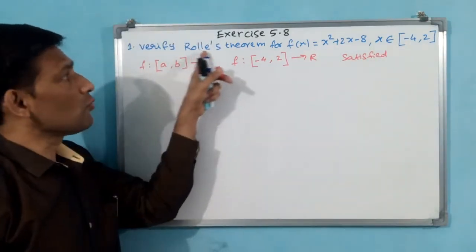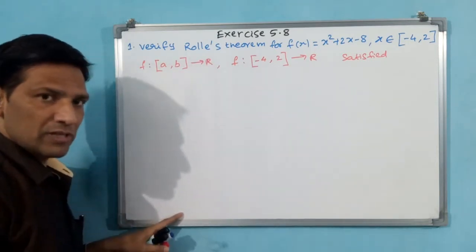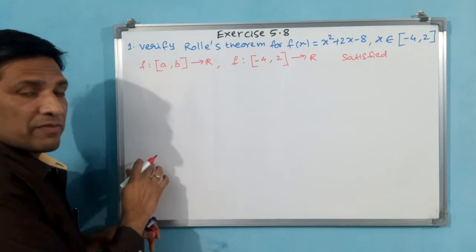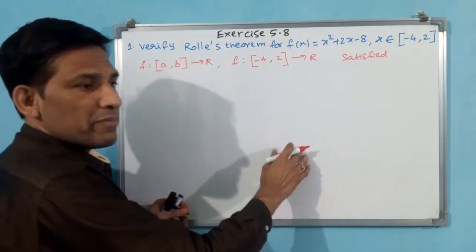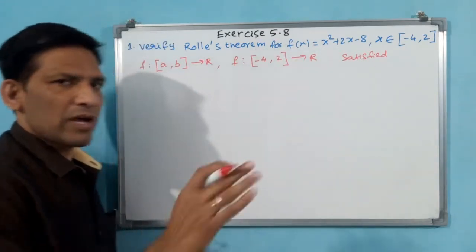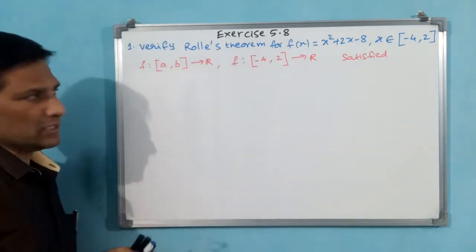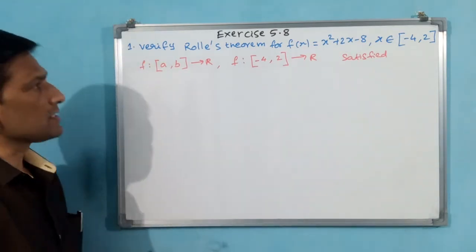We are talking about Rolle's theorem only. All we are writing is Rolle's theorem. Why? Because f dash c is equal to 0 means Rolle's theorem. F dash c is equal to f of b minus f of a by b minus a means mean value theorem. That we are not writing, because we are seeing for Rolle's theorem. First condition satisfied? Yes. Then go for second condition.